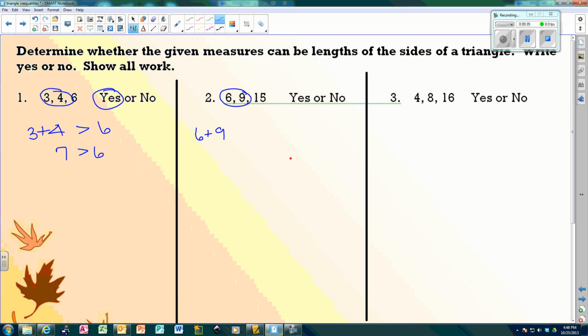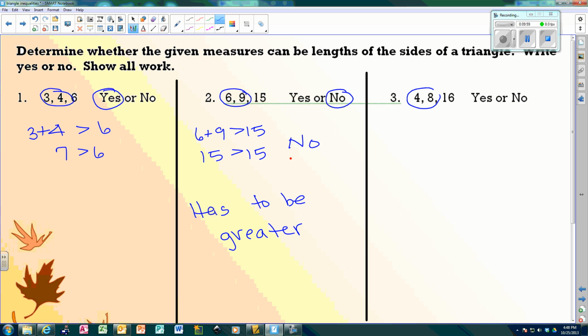Pick the two smallest sides. 6 plus 9 has to be bigger than 15. 6 plus 9 is 15. Is 15 bigger than 15? No, it is not. It is equal. This doesn't say it can be equal. It says it has to be greater. So make yourself a note. Has to be greater.